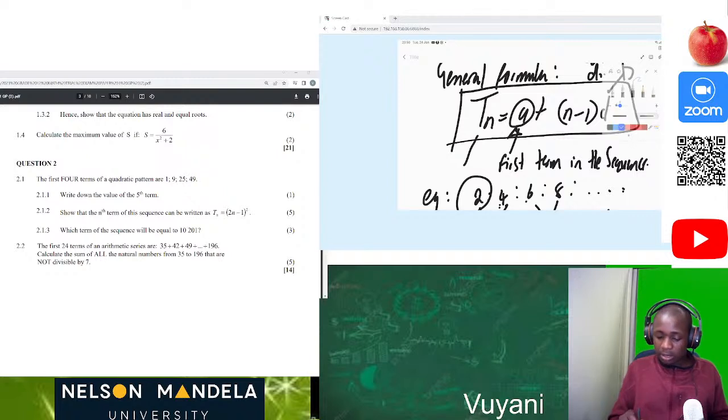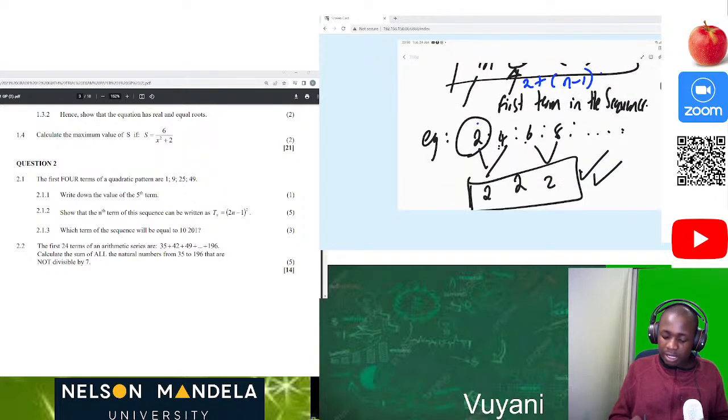So our first term in this case was 2. So we have 2 plus n minus 1. And our common difference, we said it's 2.